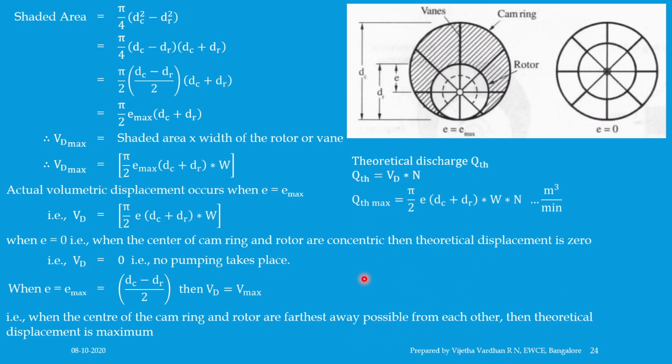Then coming to the theoretical discharge, it is given by the formula. It is the product of the theoretical displacement and the speed. Mathematically, it is Vd into N, where Vd is the formula we have taken here, pi by 4 into 2 into e into Dc plus Dr into W into N, which will be meter cube per minute. If you want to convert into seconds, divide this formula by 60, and it will become meter cube per second.